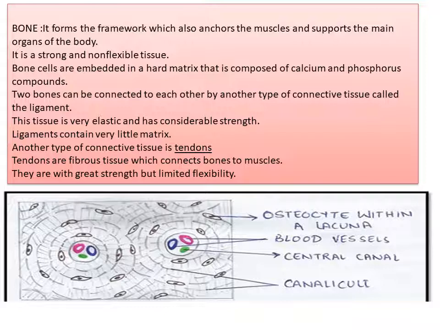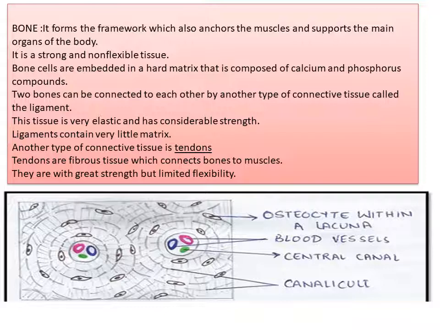So, two bones can be connected to each other by a connective tissue called ligament. I hope you remember I gave you a mnemonic for this, BLB. Bone, ligament, bone. This tissue is very elastic and has considerable strength, means it is very strong. Ligament contains very little matrix.